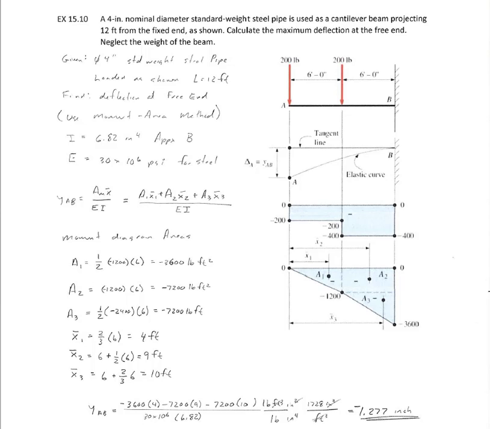Okay, so for this example, you can see it's the exact same problem we did before, except we're going to be solving this by the moment area method. As you can see, this is the cantilevered beam. It's a 4-inch nominal diameter standard weight steel pipe, projecting 12 foot from the fixed end. And what we want to do is calculate the maximum deflection at the free end.